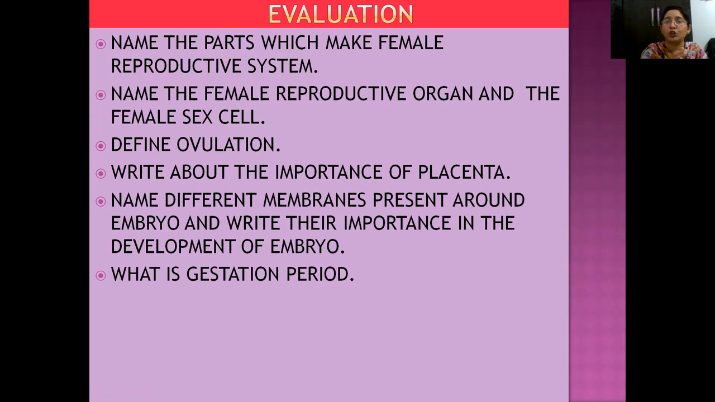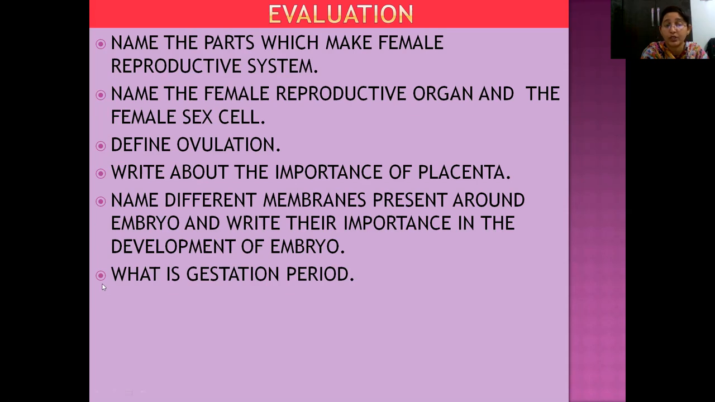Chorion helps in the formation of placenta. Amnion is the second layer which forms the amniotic sac filled with the amniotic fluid. And third is the allantois, which helps in the formation of umbilical cord. And yolk sac is the fourth one. It has no importance, but it is present. But in the oviparous animals, it has a great importance.